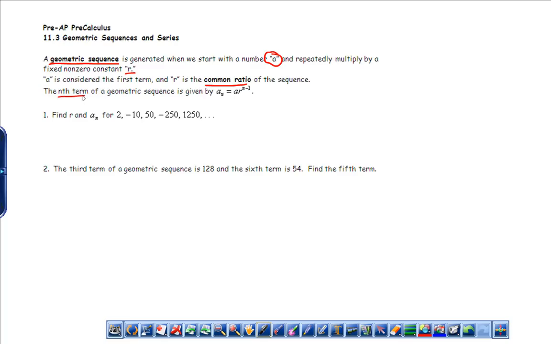Remember, nth term could be a specific term we're talking about that we don't know, but it also means just the equation, okay? So it says find r and a sub n for the sequence. Now, if we see in our equation, we have a, which is the first term, and we have r to the power of n minus 1.